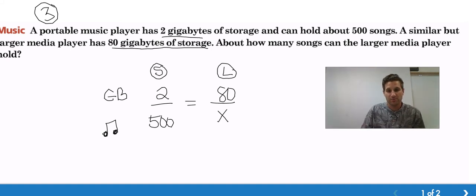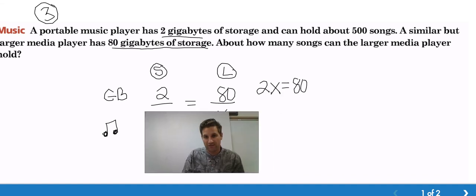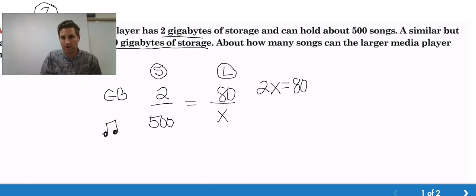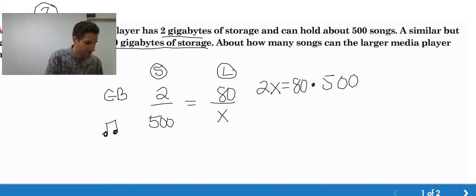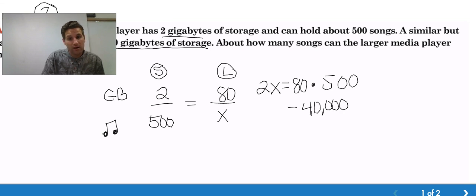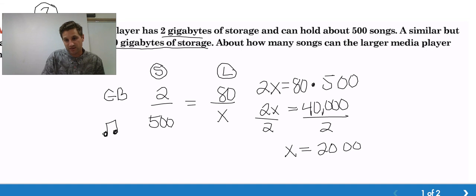Now we're going to cross multiply, and so we're going to get 2x equals 80, move my face again, gosh, I'm always in the way, times 500. Okay, so we're going to have to multiply, that's a big number there. 40,000, holy cow. And then divide by 2. And we're going to get x equals 20,000 songs. That's a lot of music.